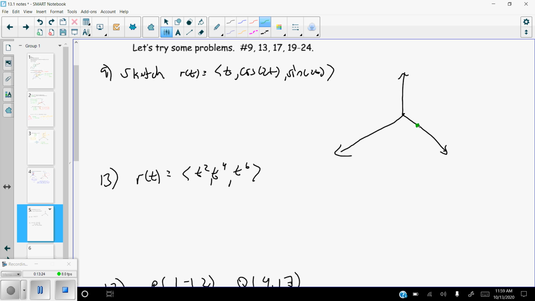If t were to equal pi halves, this is the important part, because once you get the first 2, the rest of it's going to make sense. If t equals pi halves, I know x is pi halves, so it's definitely coming out in the positive direction of the x-axis. If t equals pi halves, the y value is going to be the cosine of pi, which is negative 1. And then the z value is going to be the sine of pi, which is 0.